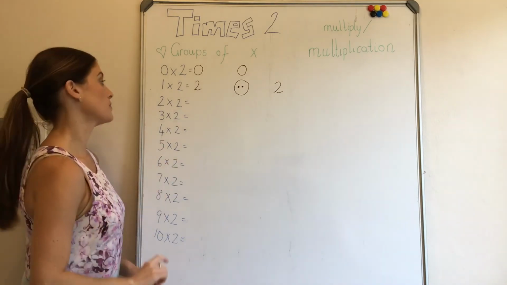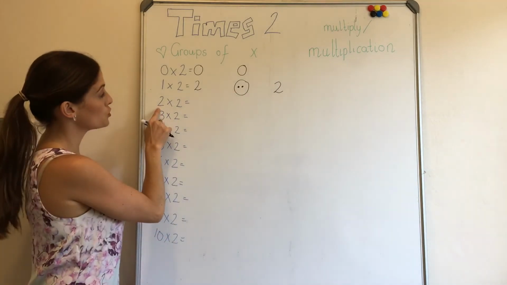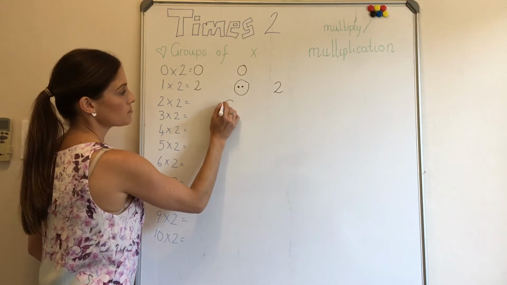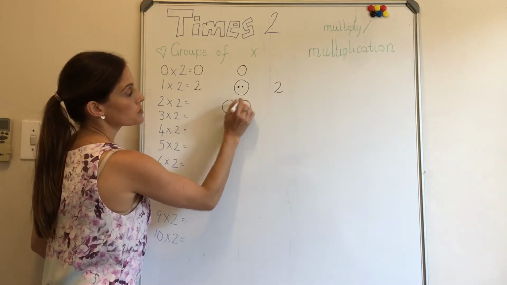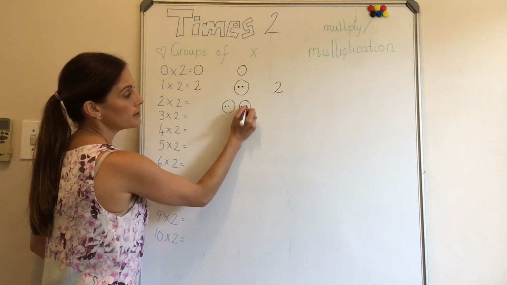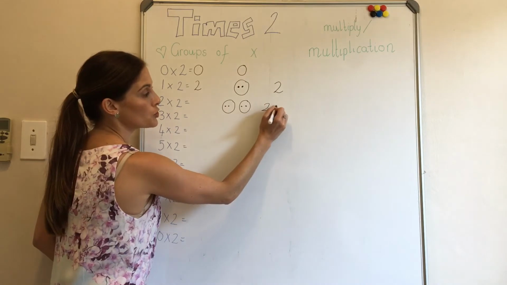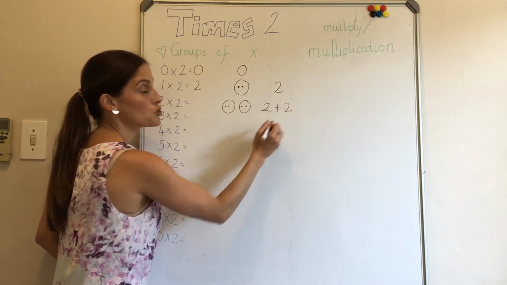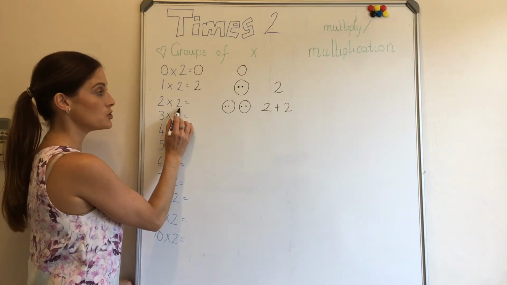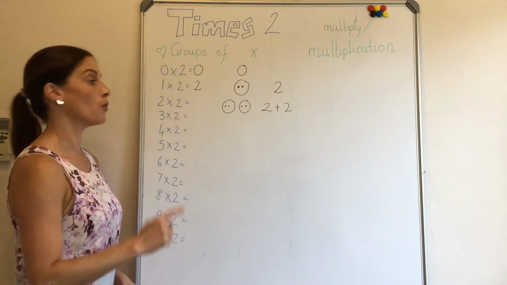2. Now we're going to do 2 times 2. Remember, that means 2 groups of 2. So let's draw the picture. We've got 2 groups of 2. 1, 2, 1, 2. So we've got 2 and 2. It's 2 plus 2. Remember, 2 plus 2 is 4. And you can also count in twos until you have 2 fingers. So let's go. 2, 4.